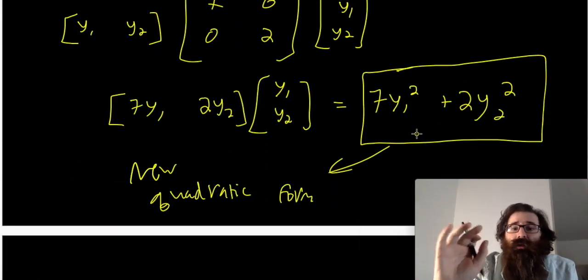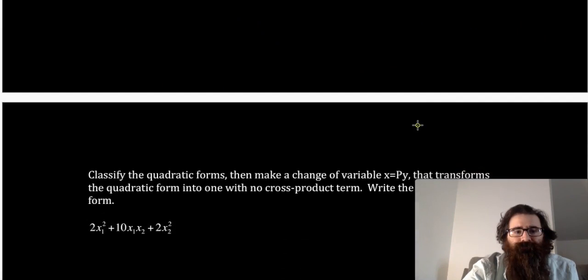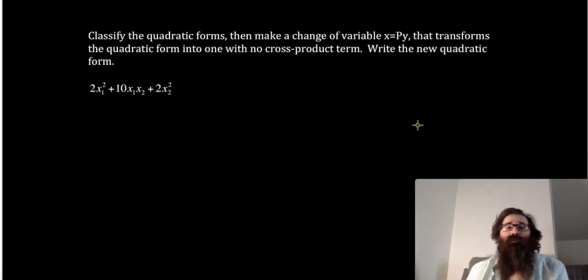So yeah, we're going to go back and talk a little bit more about this stuff. I do have this blank piece of paper that I'm going to come back to. But let's see a couple more examples before we go back to that. Same idea. I want to classify my quadratic form. I want to make my change of variable, x equals p times y. I want to transform my quadratic form into a new one with no cross product term, and I want to write that new quadratic form.